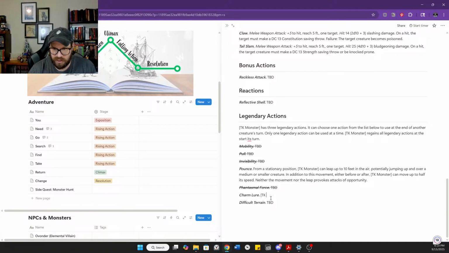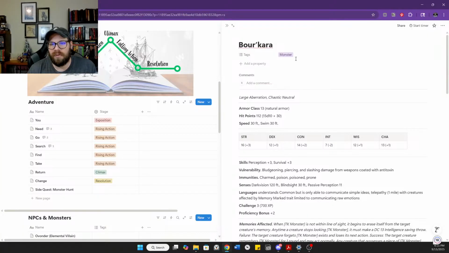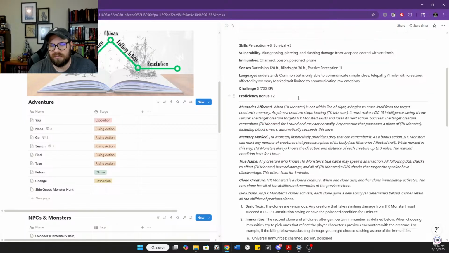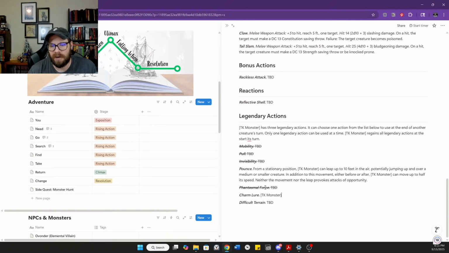Could say TK Monster. And TK Monster is, again, just an editorial mark to give us a placeholder for the name. We have picked out the name Borkora. And so effectively, as we're working on this, we'll Control-F find and replace TK Monster with the proper name when we're done.